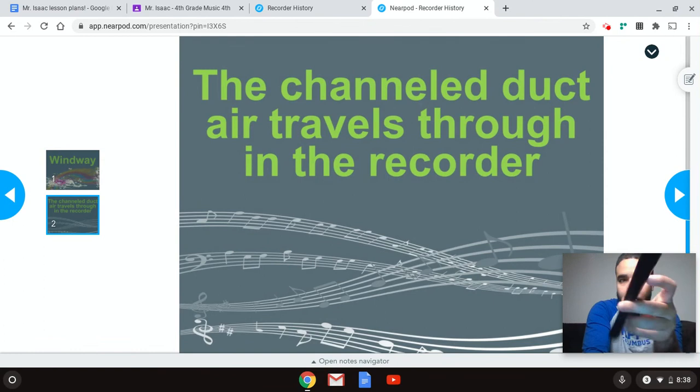The wind goes all the way through the bottom of the bell. This will be called the bell at the bottom of the instrument. Okay, so just a quick preview. I'm going to go back through those real quick.